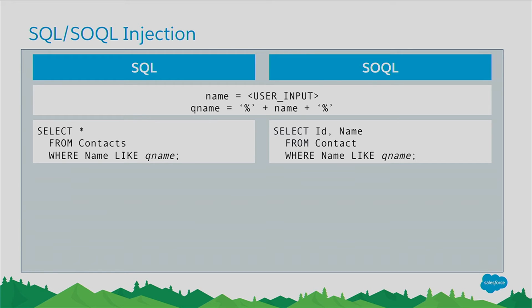SOQL doesn't allow for the star wildcard, so you can't select all fields. You have to explicitly name each field that you're retrieving. And then instead of using a table name, we use the object name that we're retrieving. But otherwise, they're pretty similar to one another.